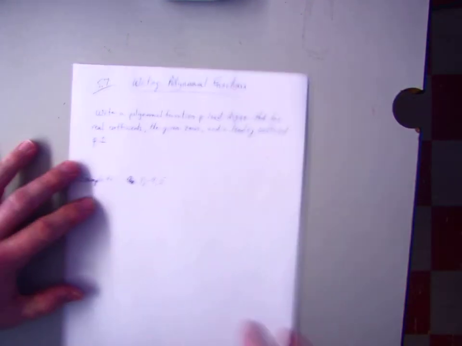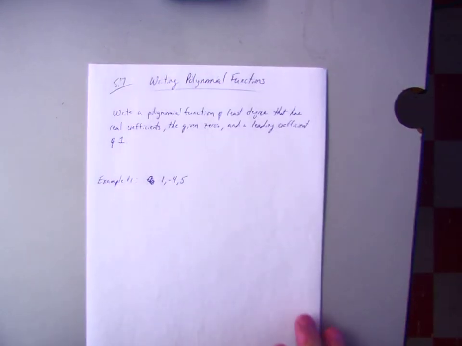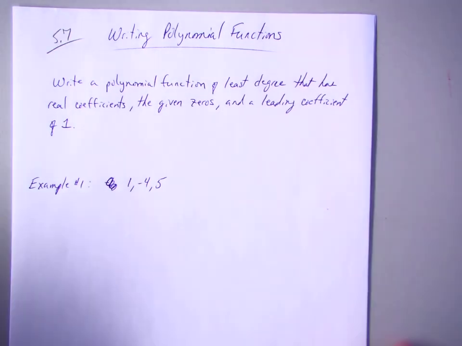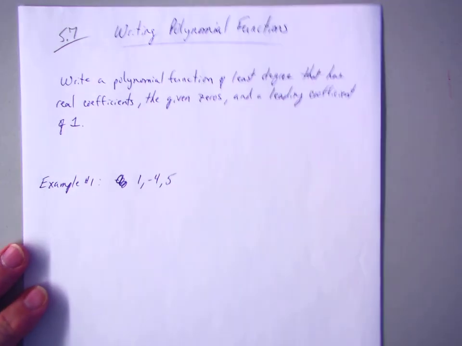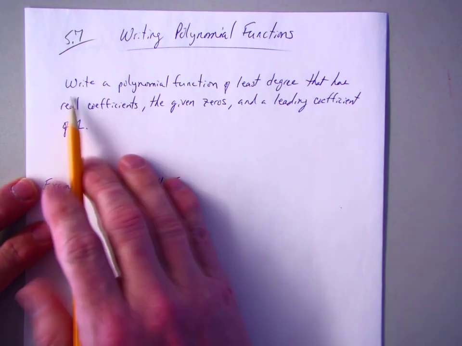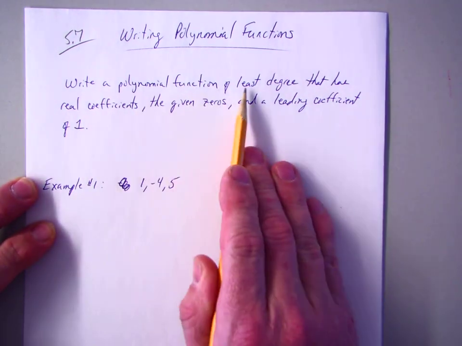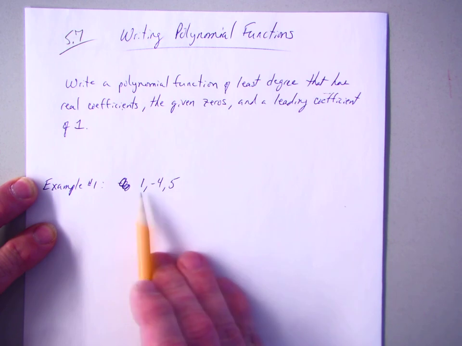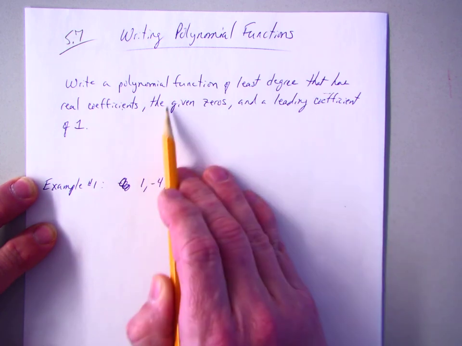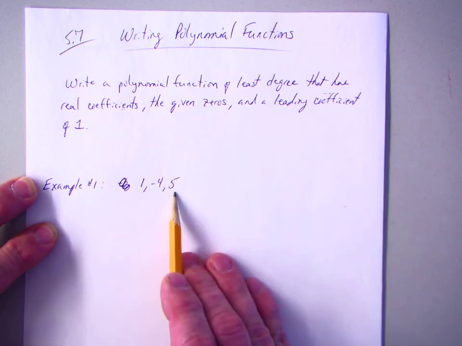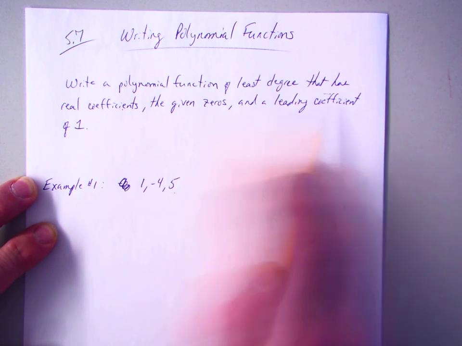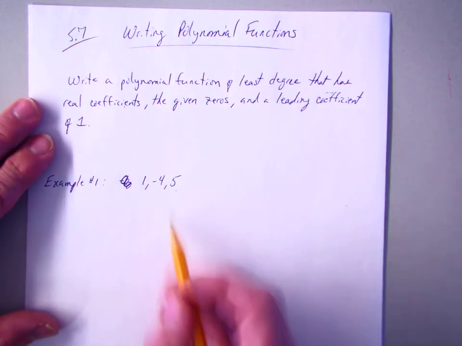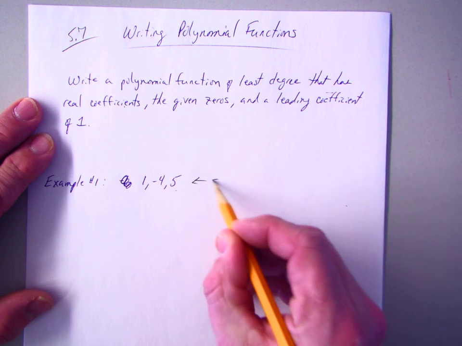Alright, in this video we are going to be writing polynomial functions given the solutions. So we're going to work our way backwards. We're going to write a polynomial function of least degree that has real coefficients, in other words, there are no imaginary numbers, the given zeros, that's what we're talking about right here, and a leading coefficient of 1. All fancy wording. In other words, they call these solutions.